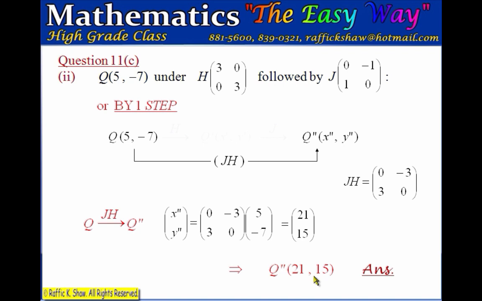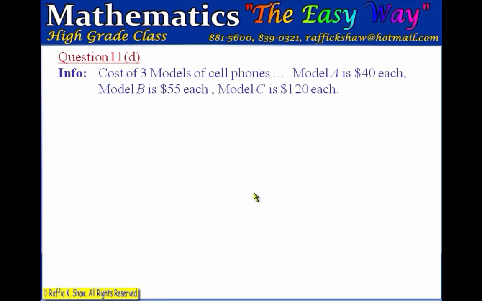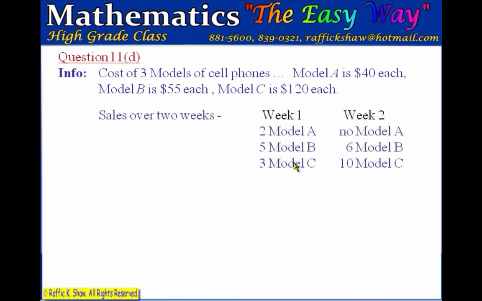Let's move down now to question 11D. In question 11D, we are told about 3 models of phones and we are given the cost for each phone. Model A costs $40 each, Model B costs $55 each, and Model C costs $120 each. We are also given the number of each phone sold over a 2-week period. In week 1, 2 Model A, 5 Model B, and 3 Model C phones were sold. And in week 2, no Model A, 6 Model B, and 10 Model C phones were sold.